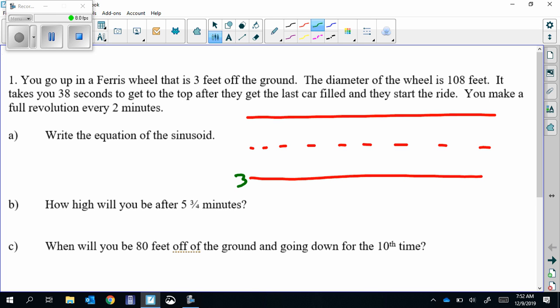Diameter of the wheel is 108, so it's going to go 108 feet higher than the lowest point, so it's going to go all the way up to 111. And that means that the middle of those two numbers, 111 plus 3 divided by 2, that's going to be the middle, is 57.